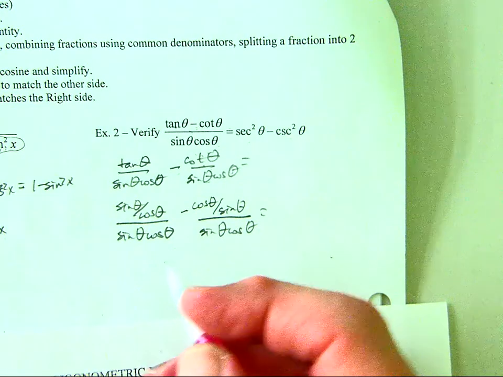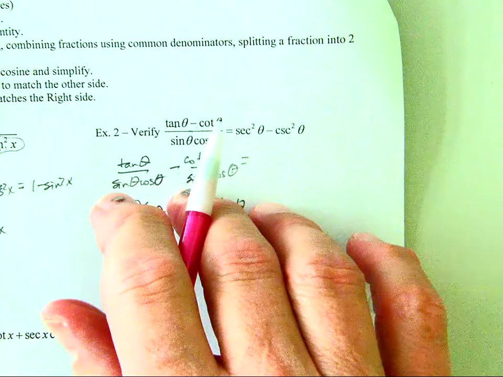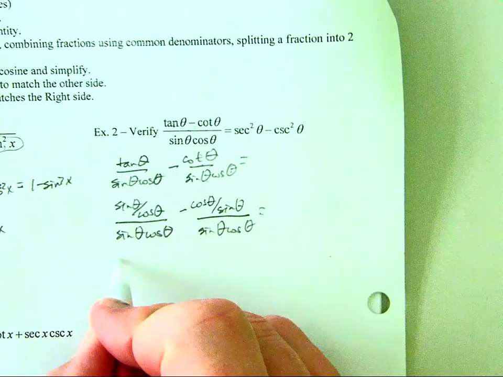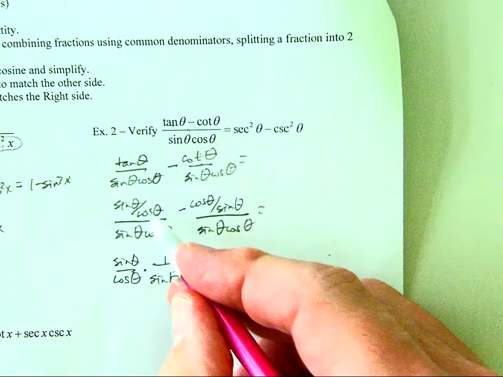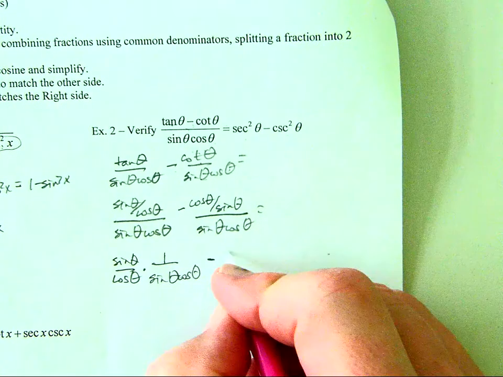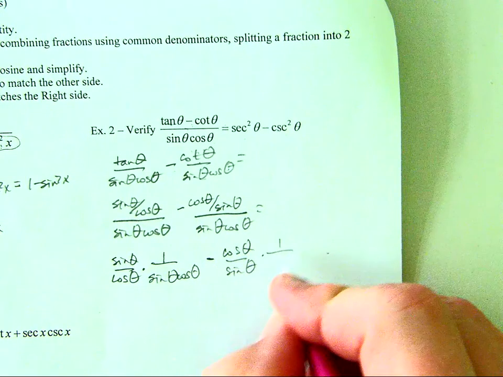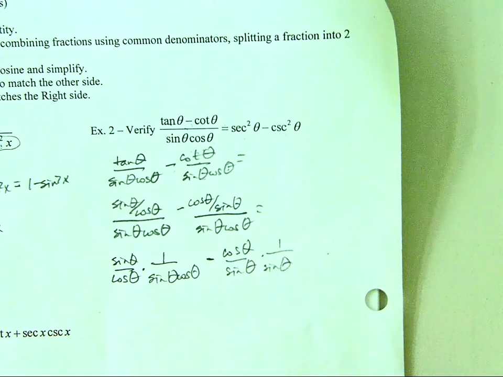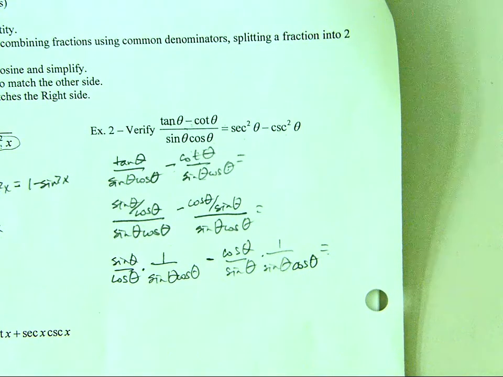Now, we've talked about these types of fractions quite a bit. Whenever you have a fraction within a fraction, you take the top times the reciprocal of the bottom. Let's do that. So let's take the top of this one, sine theta over cosine theta, times the reciprocal of the bottom, that's 1 over sine theta cosine theta. So we took that fraction, took the top times the reciprocal of the bottom. Let's do the same thing here. Minus the top is cosine theta over sine theta times the reciprocal of the bottom, which is 1 over sine theta cosine theta. So we just rewrote those two fractions.